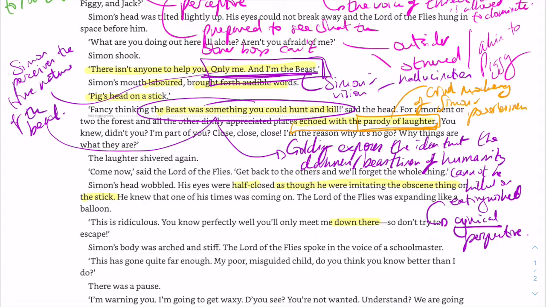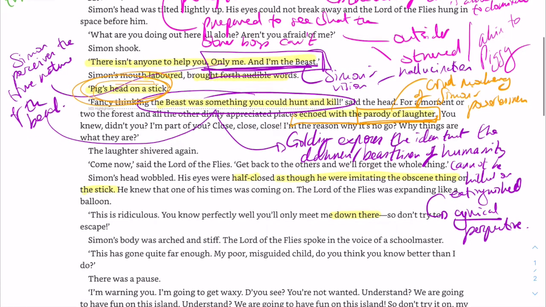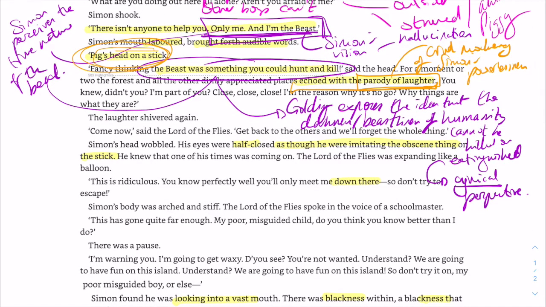It goes on. We have this echo with the parody of laughter. There's this cruel mockery of Simon's powerlessness. Simon being made powerless because his tongue is swollen, but also powerless because he's an outsider. He's there and he's on his own. All he can say, just about stumble out, brought forth those audible words, is pig's head on a stick. He's only able to literally describe what he sees in front of him.